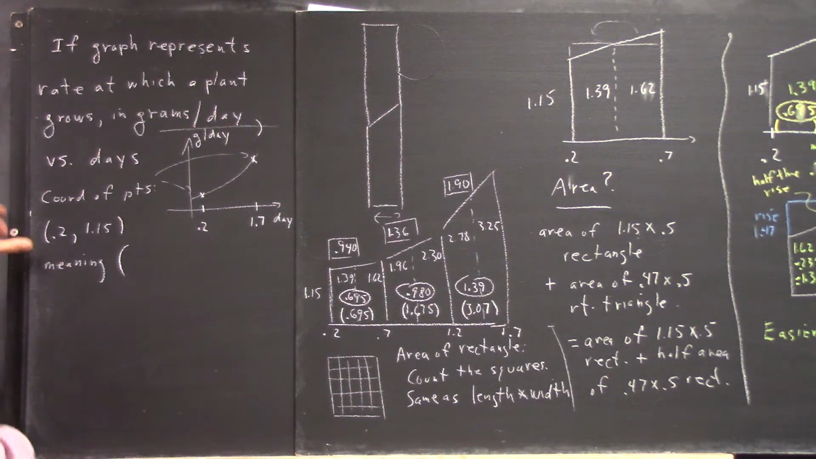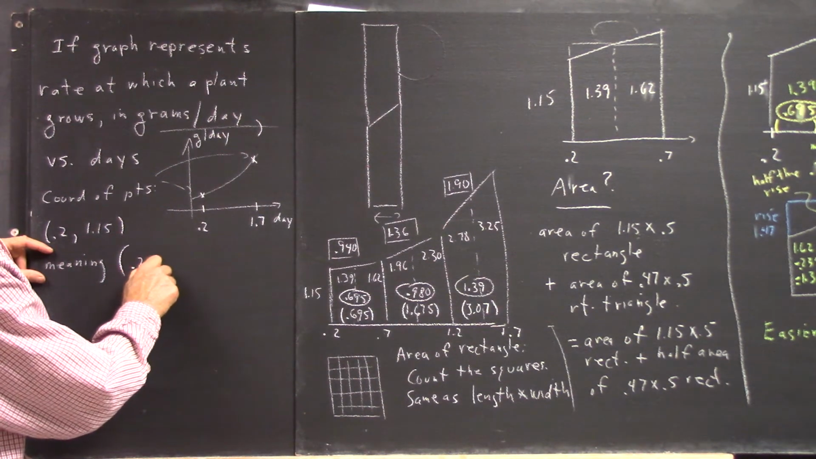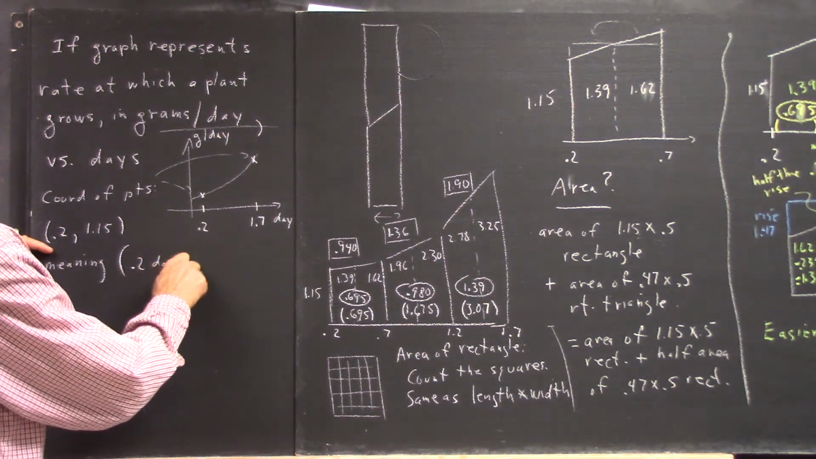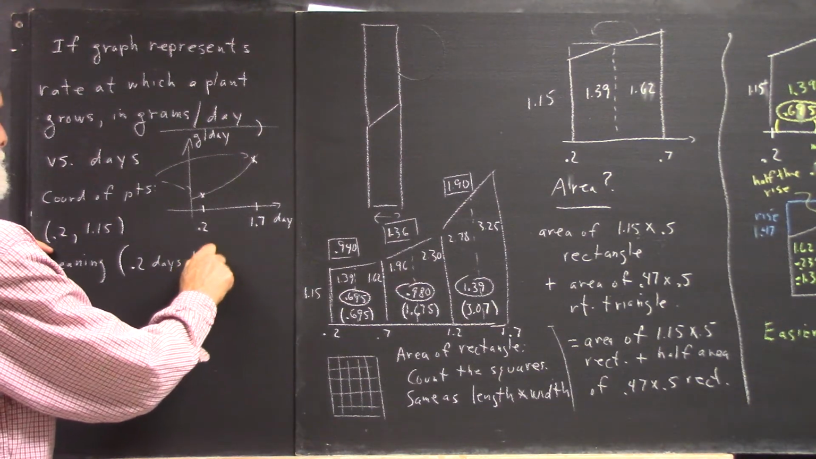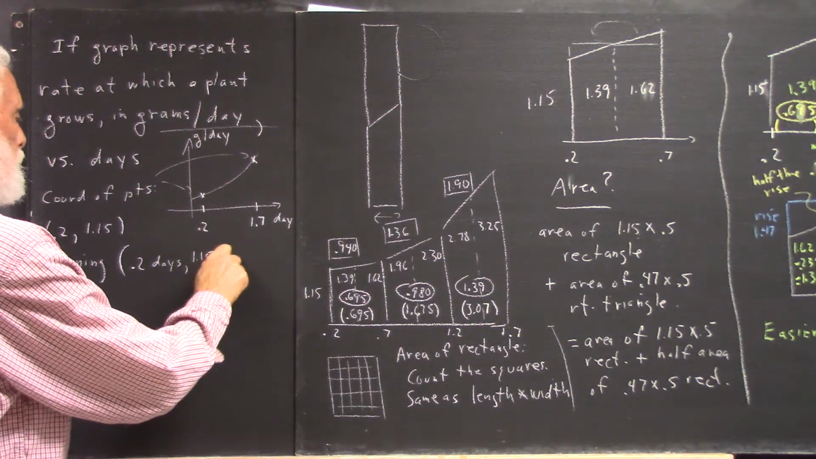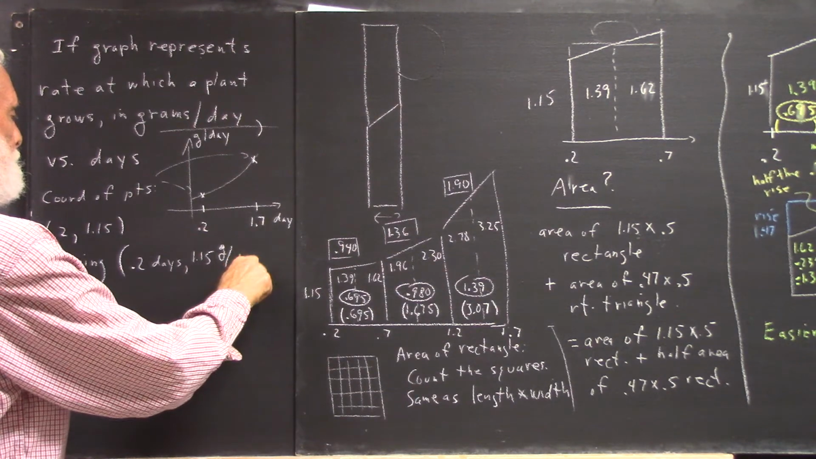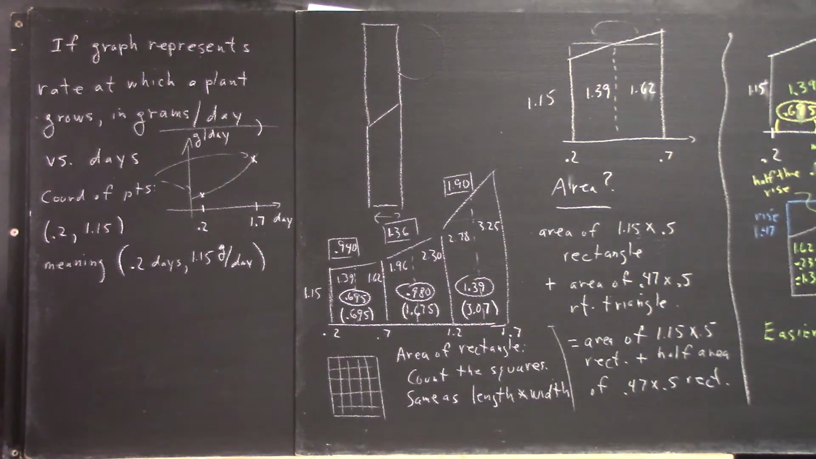Well, what are the units? What are the units of point 2? 0.2 days. Yeah. And 1.15 grams per day, right? Okay? I mean, that's the interpretation we have on this graph. Now, what can we conclude from this?